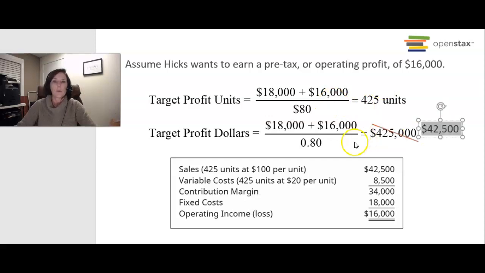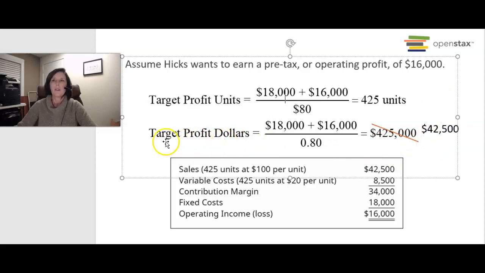Now, this is of course what I get for attempting to use free resources, because it was only as I started recording the target profit calculation did I realize that they made an error on the slide, so I have now fixed that.